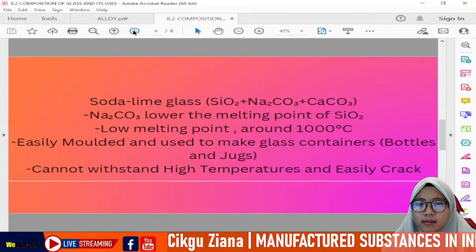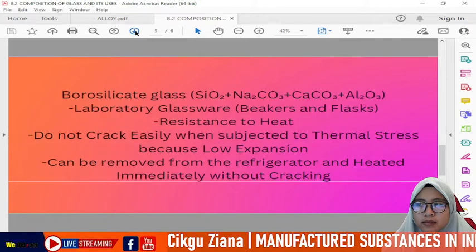The second glass is soda lime glass, SiO2 plus Na2CO3 and CaCO3. Na2CO3 lowers the melting point of SiO2, low melting point around 1000 Celsius, easily molded and used to make glass containers such as bottles and jugs. Cannot withstand high temperatures and easily cracks.